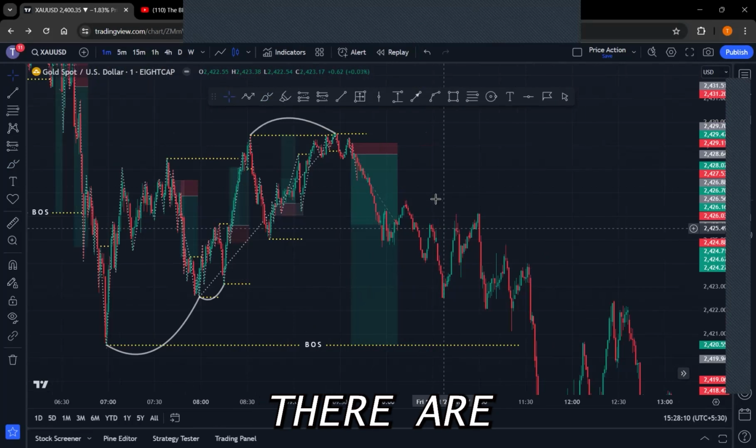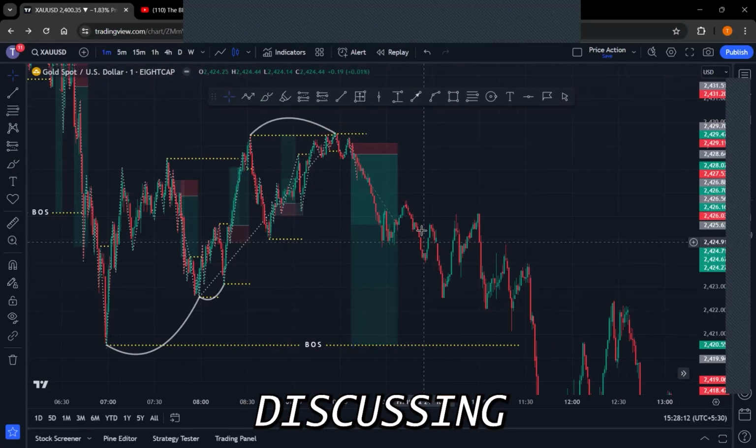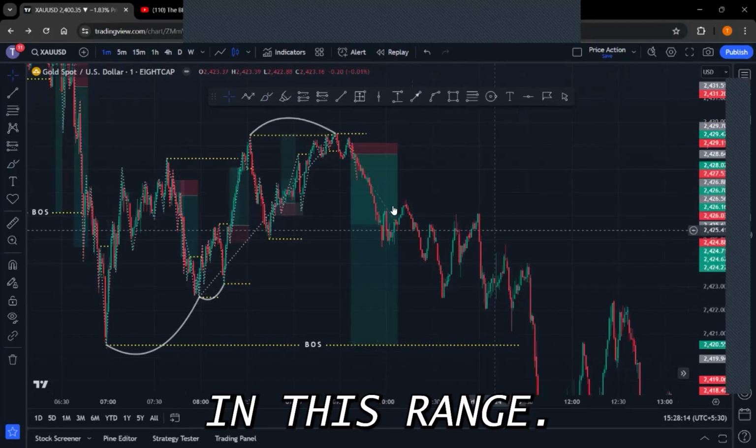And while doing this, there are other points as well that we will be discussing, where we can take other trades as well. In these swings, there are a lot of trades.